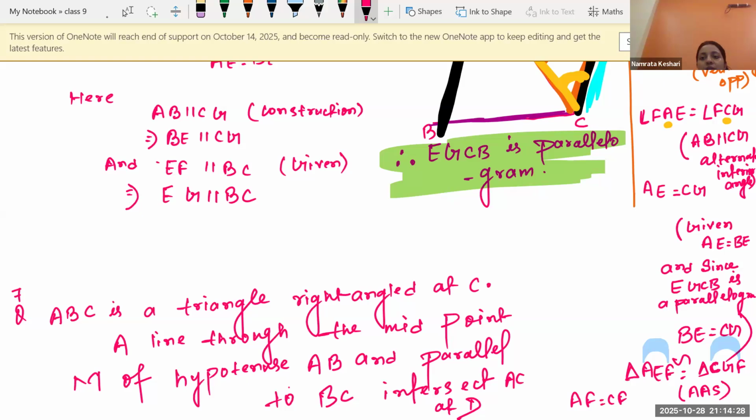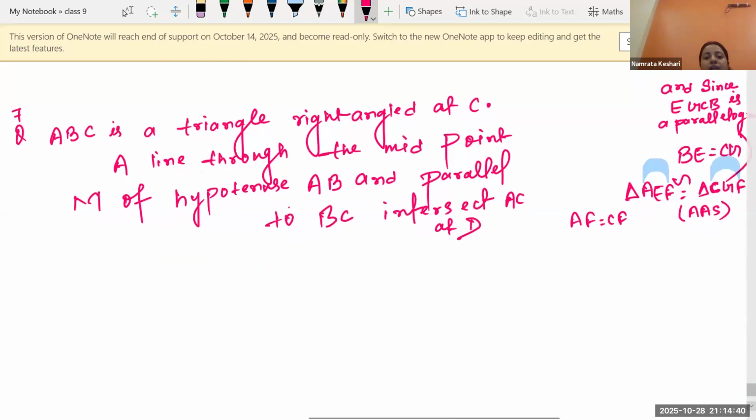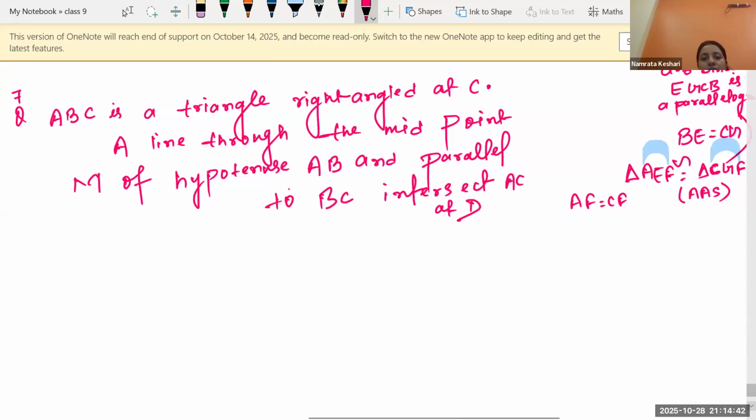Let's do the next one. Everyone, are you done with this one? Yes, ma'am. Okay, let's move, and let's take this number 7. ABC is a triangle. Meanwhile, I am finishing the writing part. Read this question and try understanding what the question says.